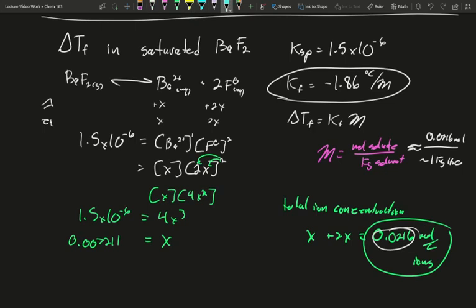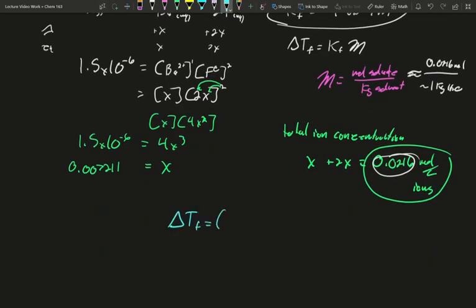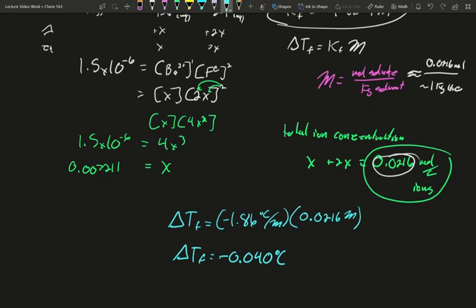So I know my molarity of ions. That should be approximately my molality. Delta T of freezing is going to be negative 1.86 degrees Celsius per molal times my molality, roughly 0.0216, which means my delta T of freezing is negative 0.040 degrees Celsius. Since it's water, zero is the original. We're going to subtract 0.040 and end at negative 0.040. If we'd had something that wasn't water, we'd have a different freezing point to subtract from. In this case, our new freezing temp is negative 0.04.